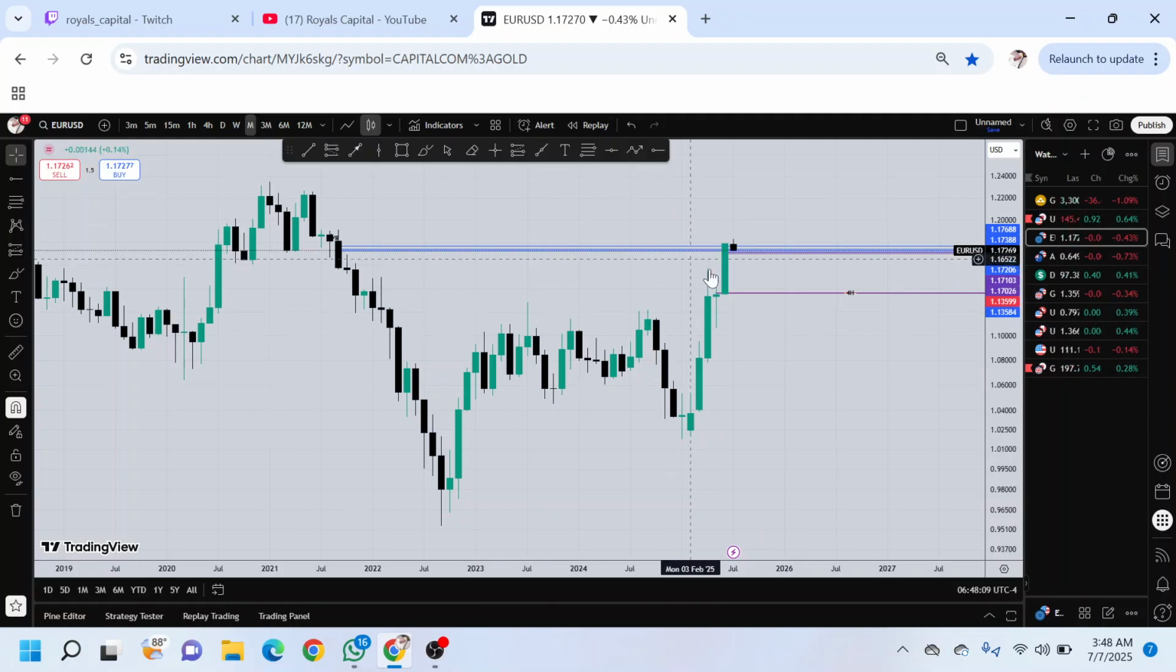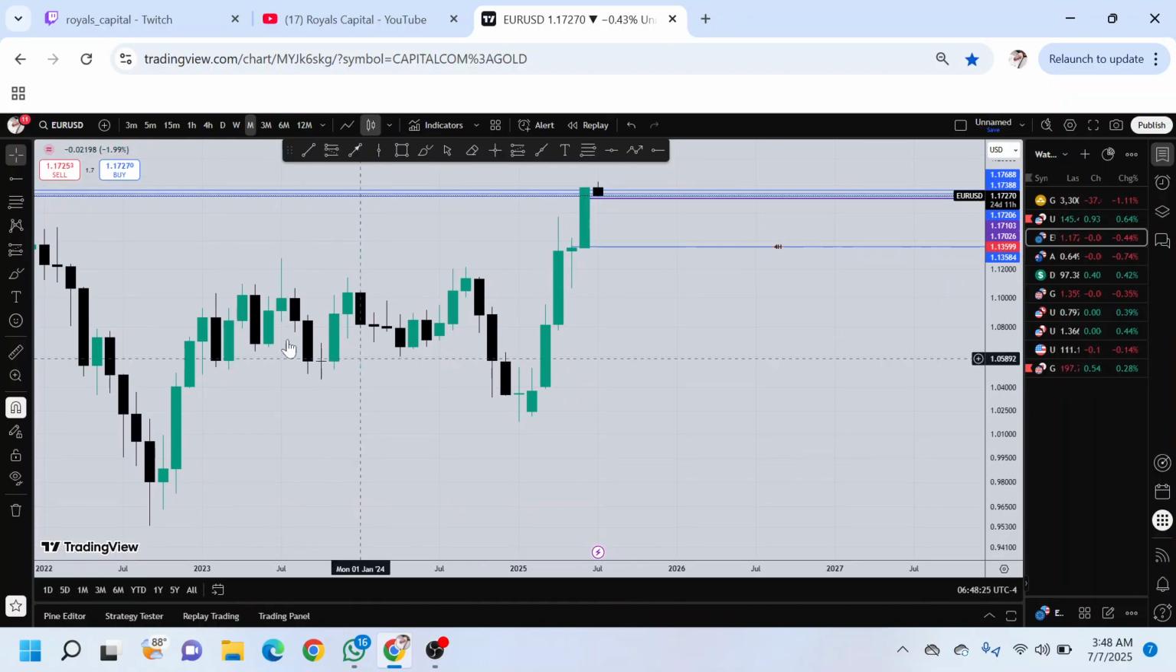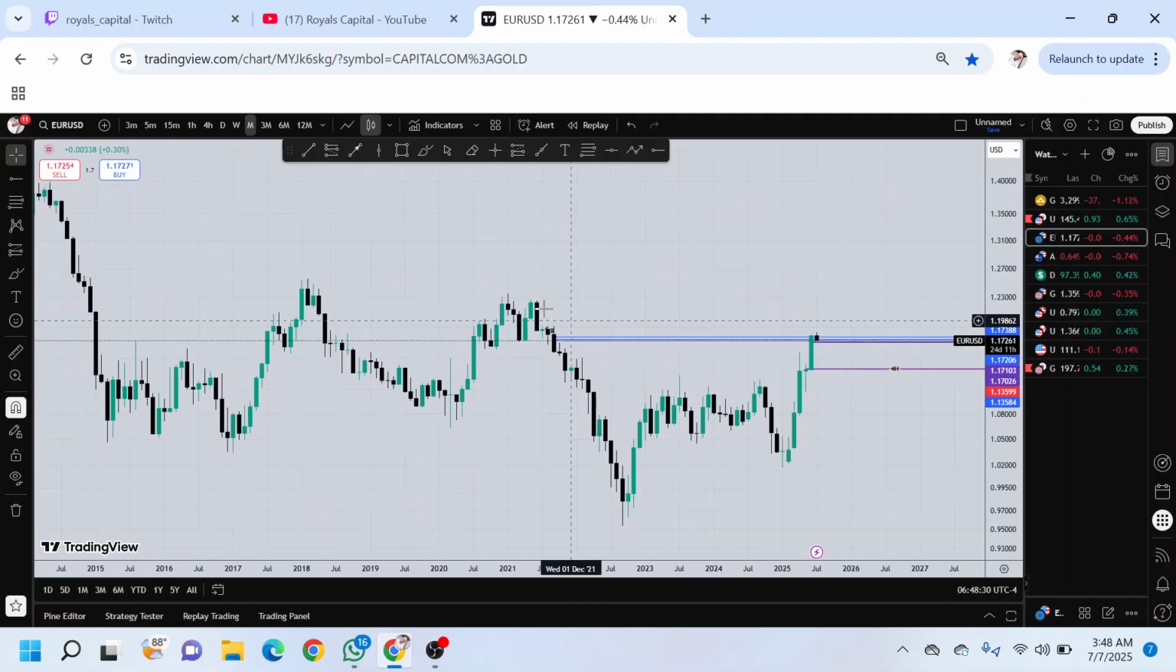And now for this month, we can't really say yet. We can't call this a rejection, so I would say we are still currently bullish on EU. But one thing is, we can't actually call this a major break of structure. Why? Because we are still trading inside this range right here. So until we break this level here, we can't call this a major break of structure. Are you guys following me?